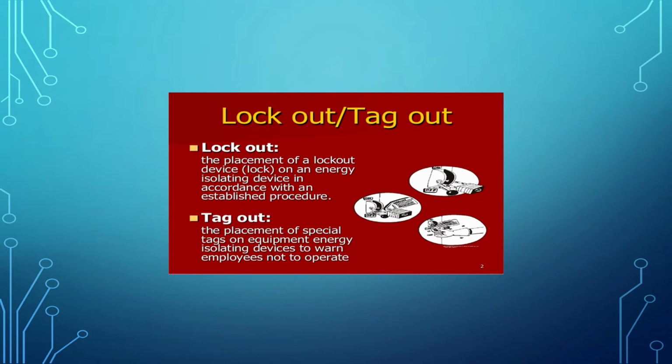Tagout is the placement of a special tag on equipment or an energy isolating device to warn employees: do not operate, do not change what it is right now. The person that gets that tag, which we're going to talk about quite a bit during the course of this program, the person that got the tag is solely responsible for that tag. There are ways to transfer it, and we will cover that during this program.